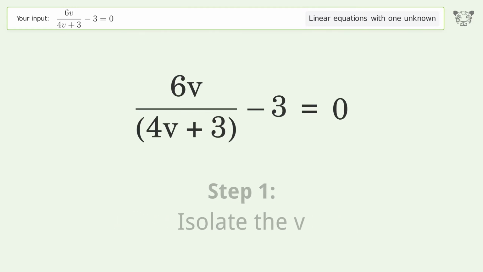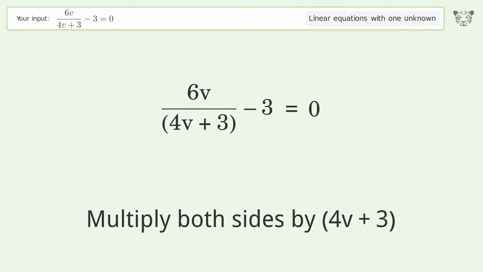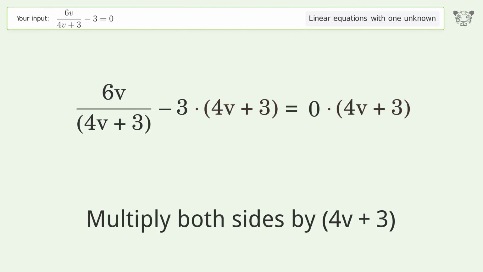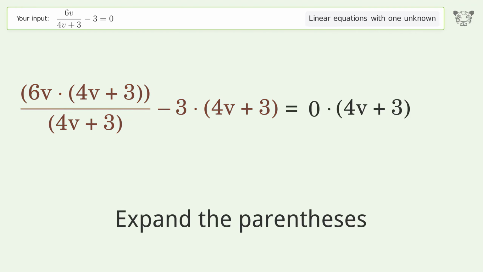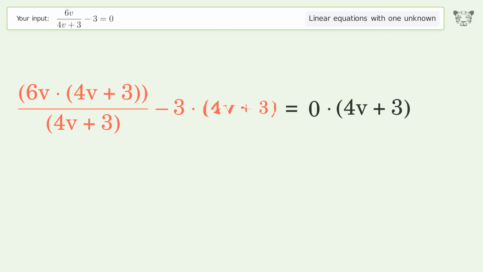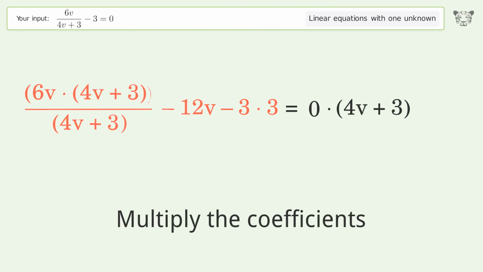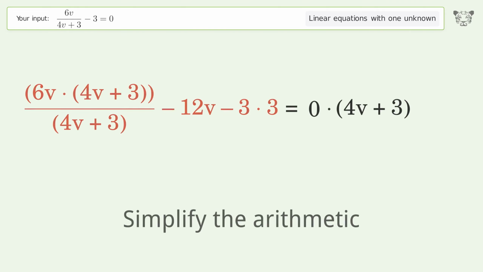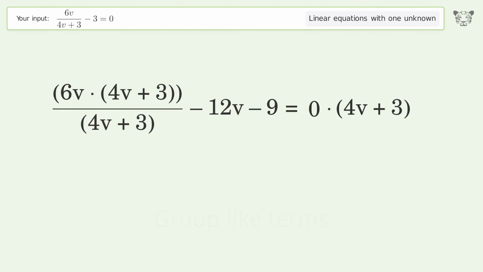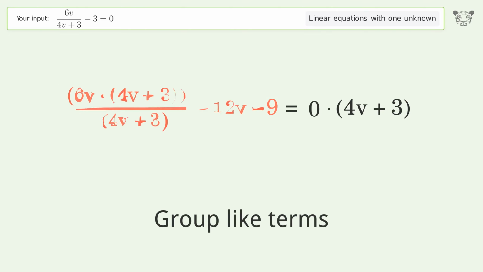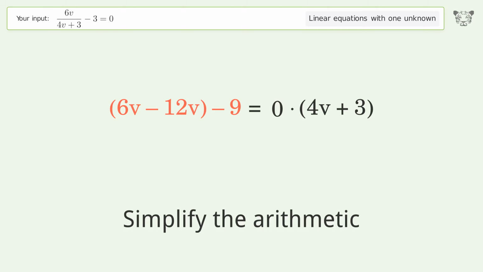Isolate the v. Multiply both sides by 4v plus 3. Expand the parentheses. Multiply the coefficients. Simplify the arithmetic. Group like terms. Simplify the arithmetic.